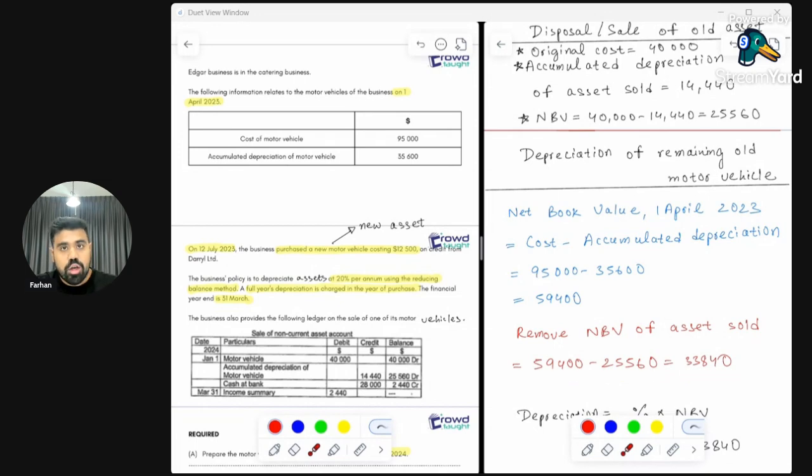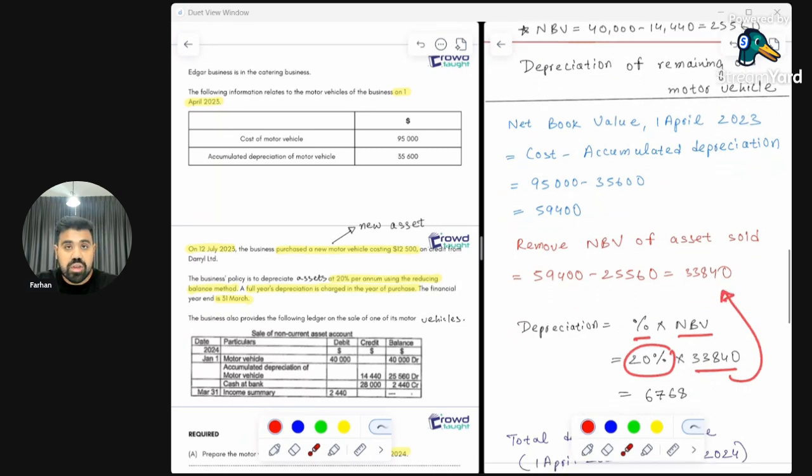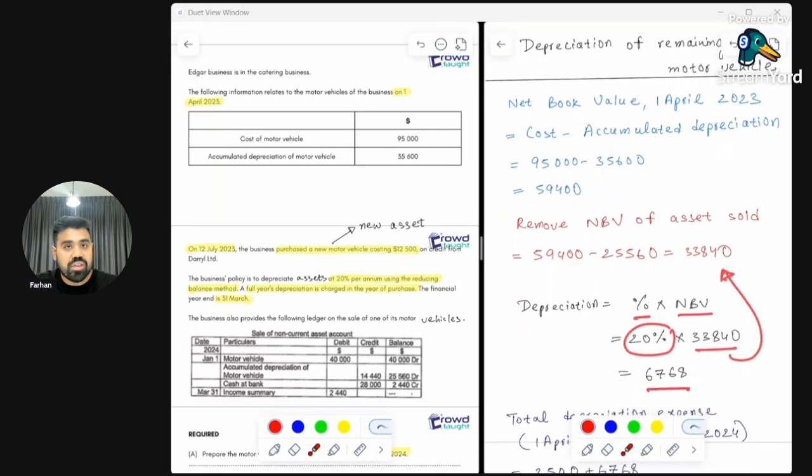So what we do now is depreciate these old assets using the reducing balance method, which is to simply apply the given percentage to the net book value. The given percentage in the question is 20%. The net book value is $33,840 based on our calculations, and that gives us a depreciation of $6,768.